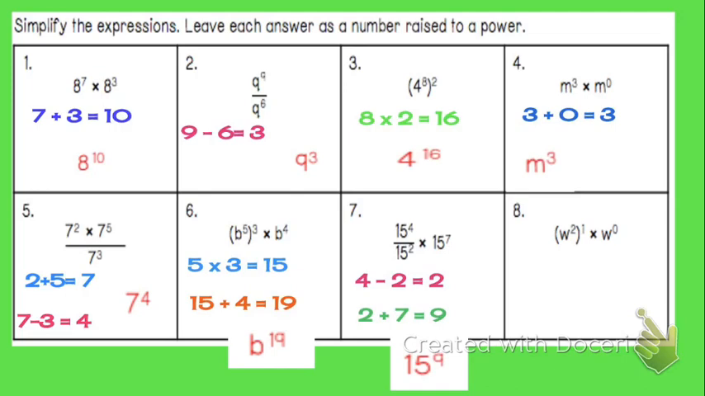Number 8, we have w squared to the first power times w raised to 0. So we're going to multiply 2 times 1, because a power raised to another power is multiplied. So that gives us 2. Then we have two like bases being multiplied, so we add the exponents, 2 and 0, and get 2. So our answer is going to be w squared.